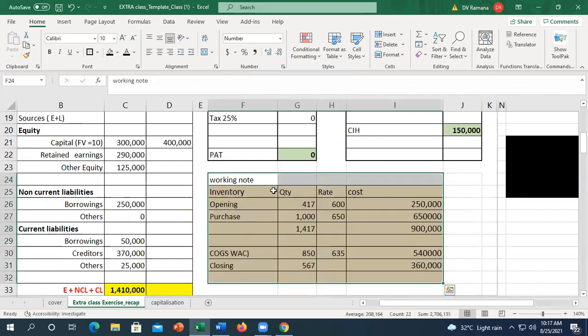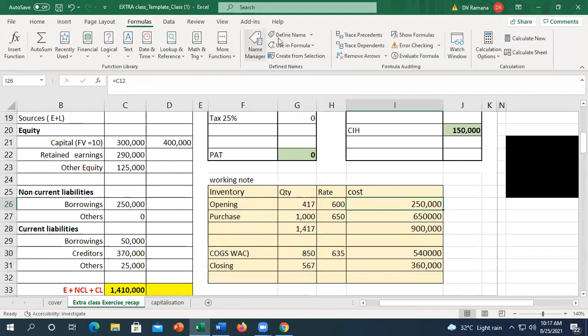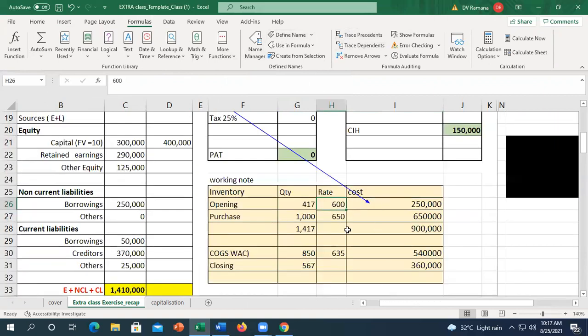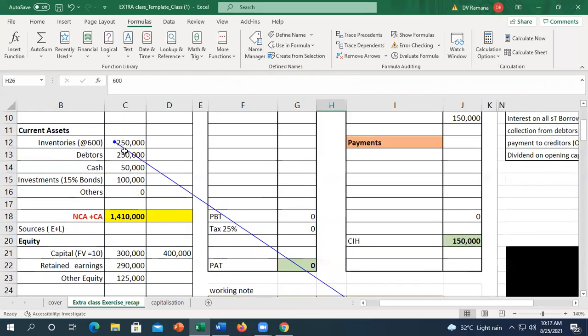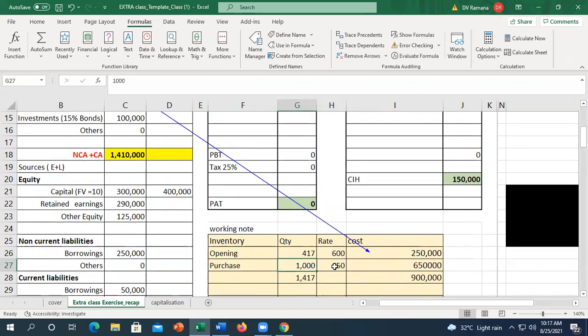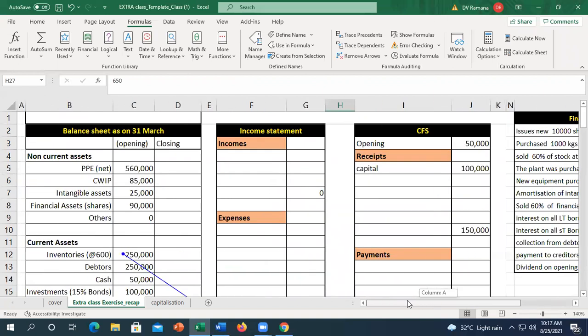So there is an opening stock of 250,000. The price is 600 rupees per unit, which is given here. So the number of units, or the quantity in kgs, is 417 point something. This is the opening stock which the company is already having. And now they purchase 1,000 kgs at the rate of 650, which is 650,000, and that too on credit.